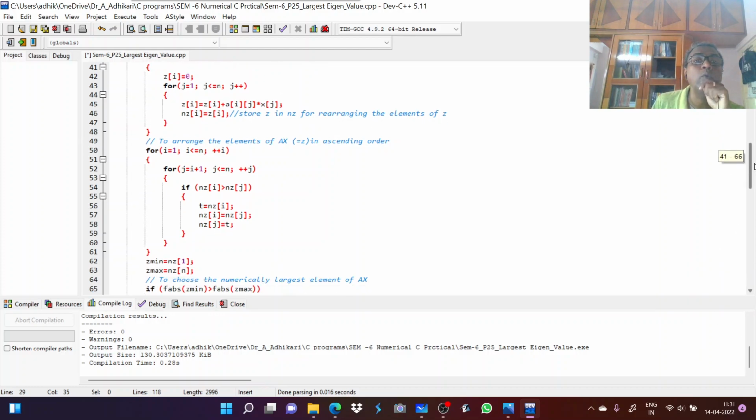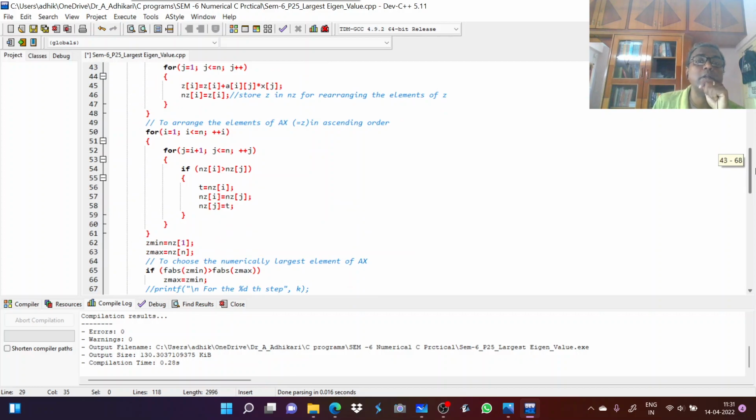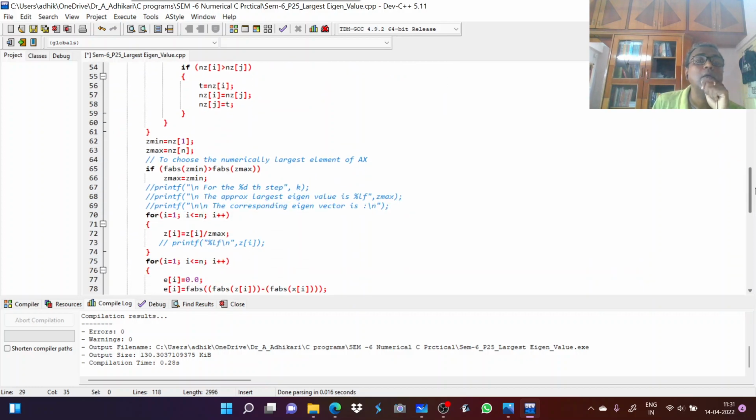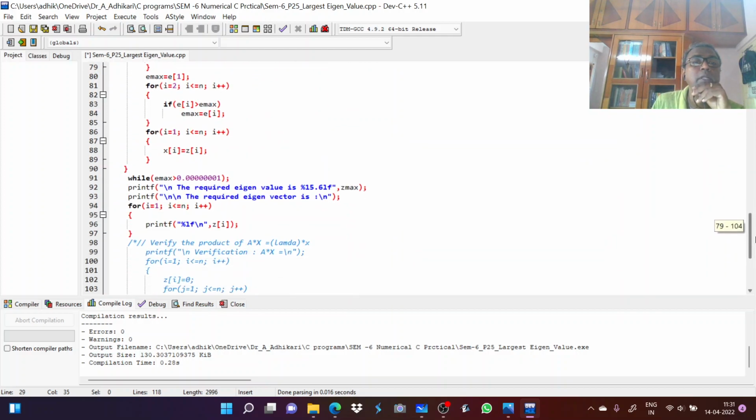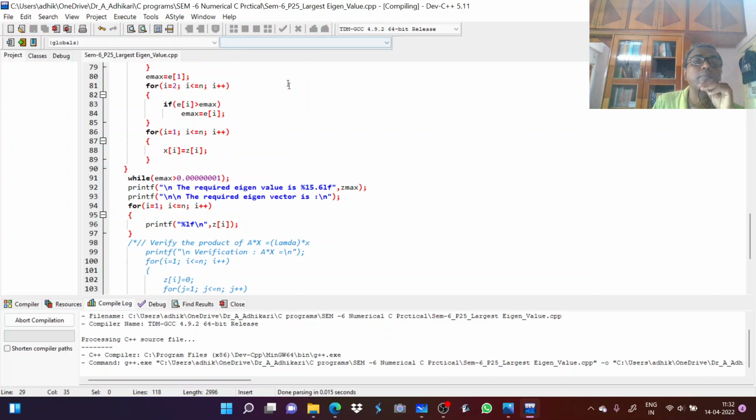Rearranging this to arrange the elements of Ax in ascending order, and then choose the numerically largest element of Ax. So if the absolute value of z minimum is greater than or equal to the absolute value of z maximum, then z max equals z minimum. We ultimately print this correct up to 6 decimal places, 1 2 3 4 5 6. This is the 6 decimal places. So we run this.